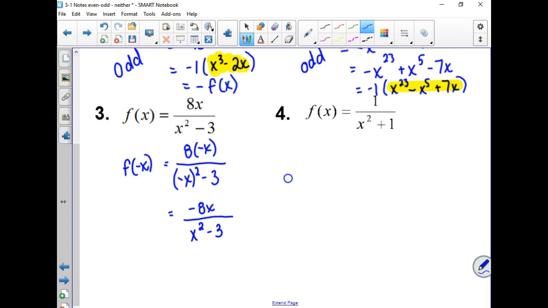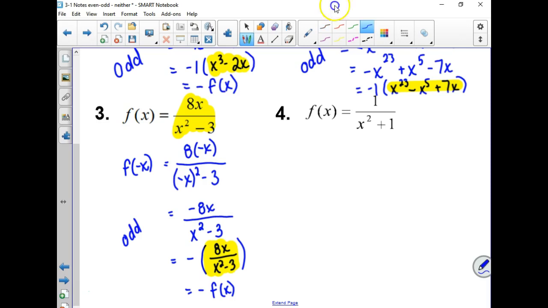Now, at first glance, you're going to think this does not have origin symmetry because we have this top number changed, but the bottom did not. However, we can write that negative out front, and then we'll have 8x over x squared minus 3. And we will notice here that negative 8x over x squared minus 3 matches negative of 8x over x squared minus 3. So this is negative f of x. This function is also odd.